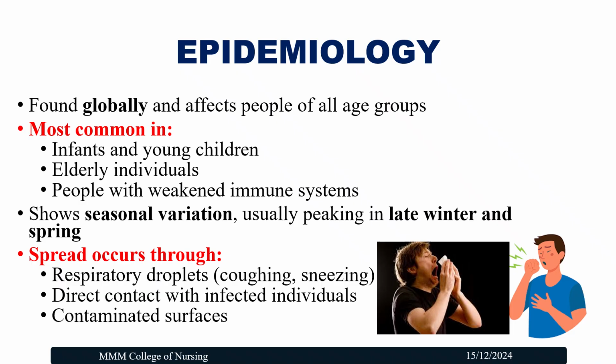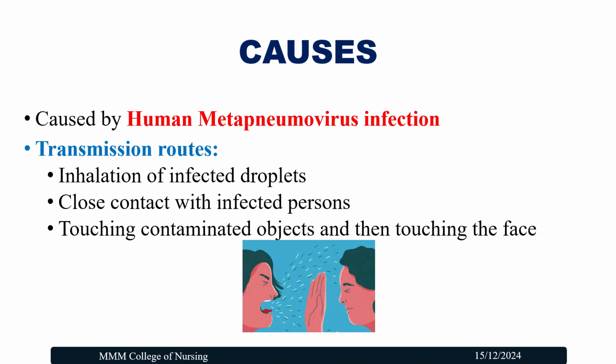Let's see the epidemiology of this virus. It is found globally and affects people of all age groups, most commonly infants and young children, elderly individuals, and people with a weak immune system. It shows seasonal variations, usually peaking in late winter and spring. Spread occurs through respiratory droplets, that is through coughing and sneezing, direct contact with infected individuals, and also contaminated surfaces.